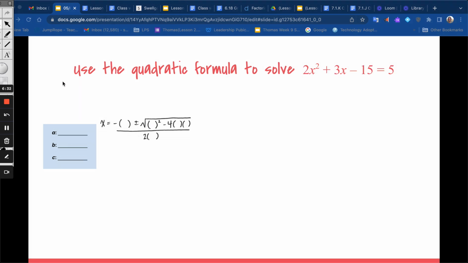So now we want to look at a situation where the possibility that we have is one where we don't get a perfect square under the radical sign.